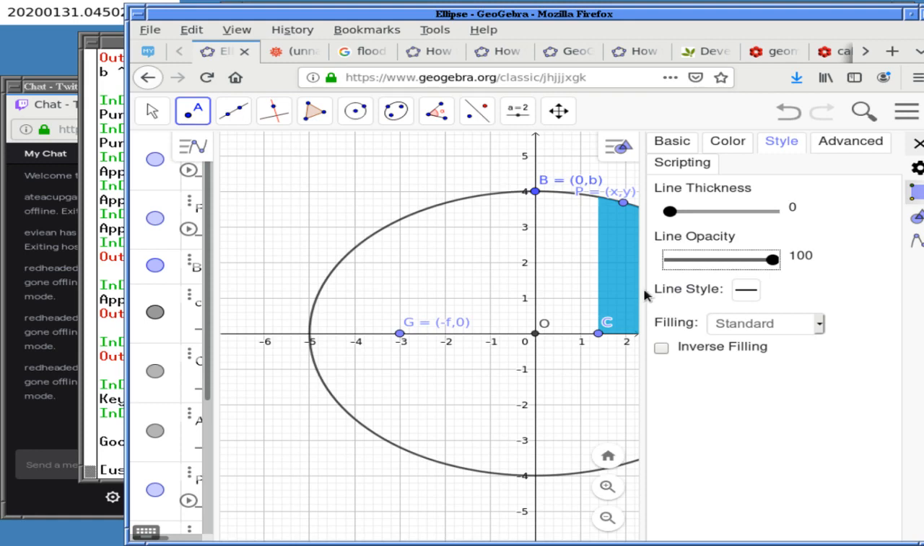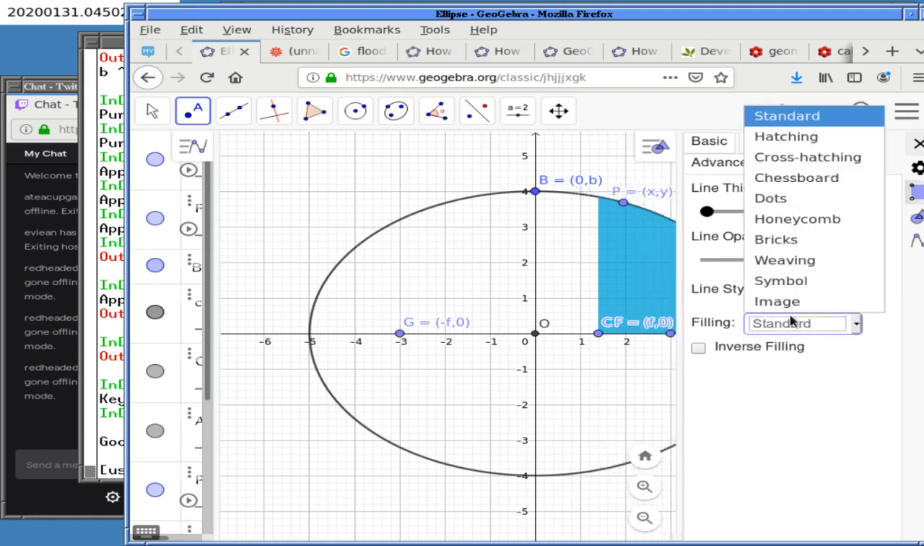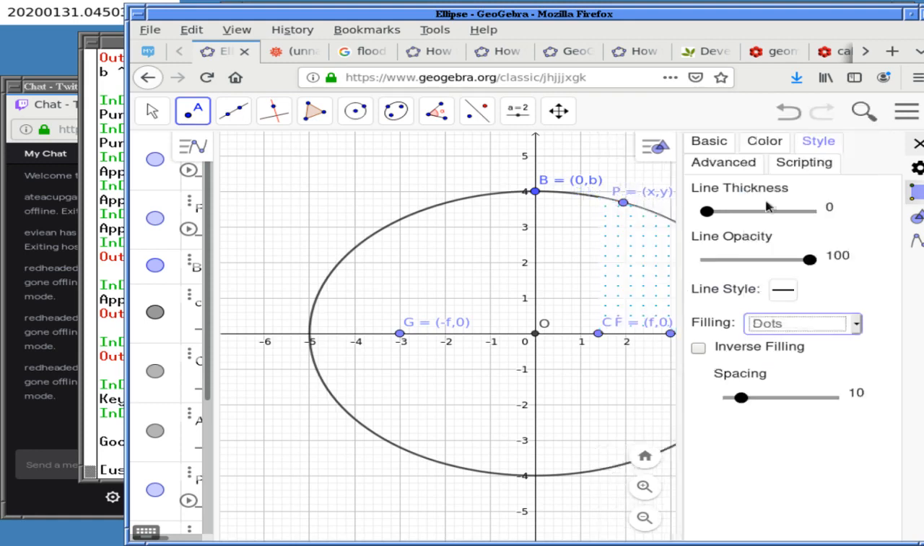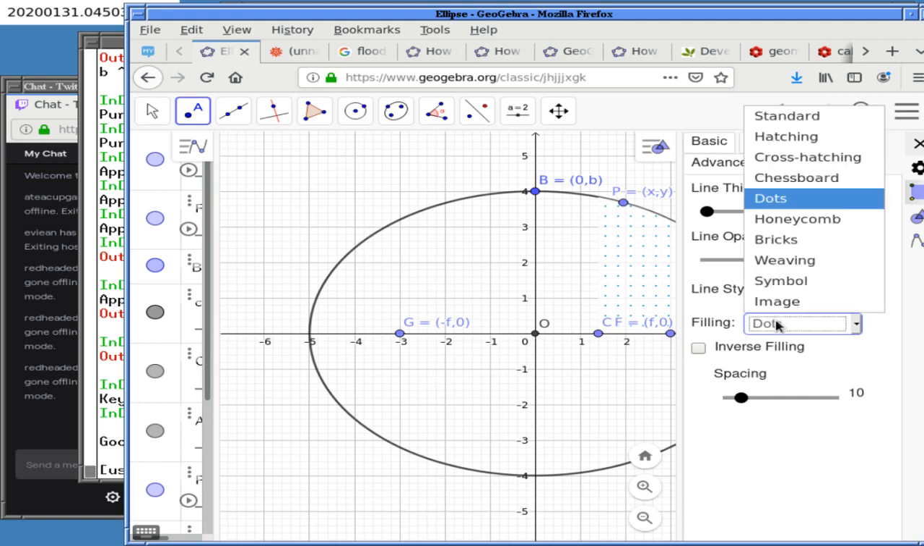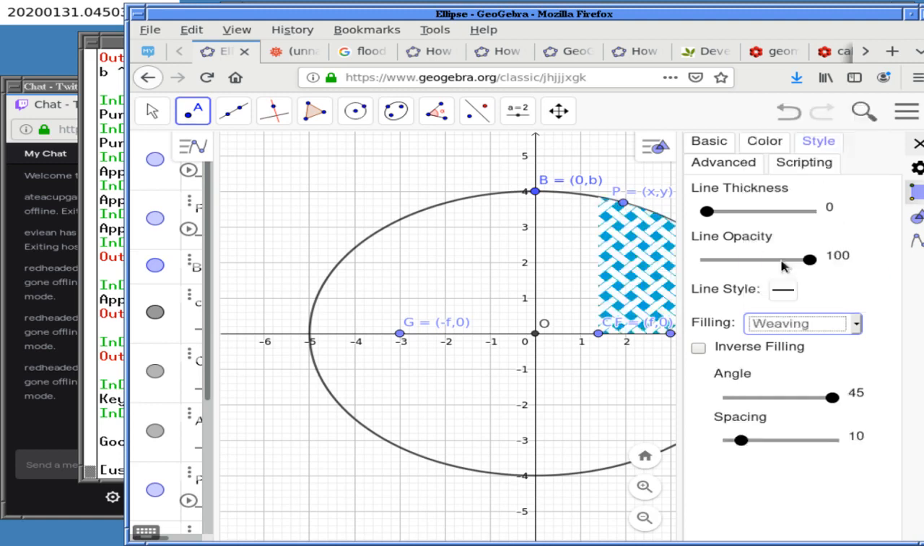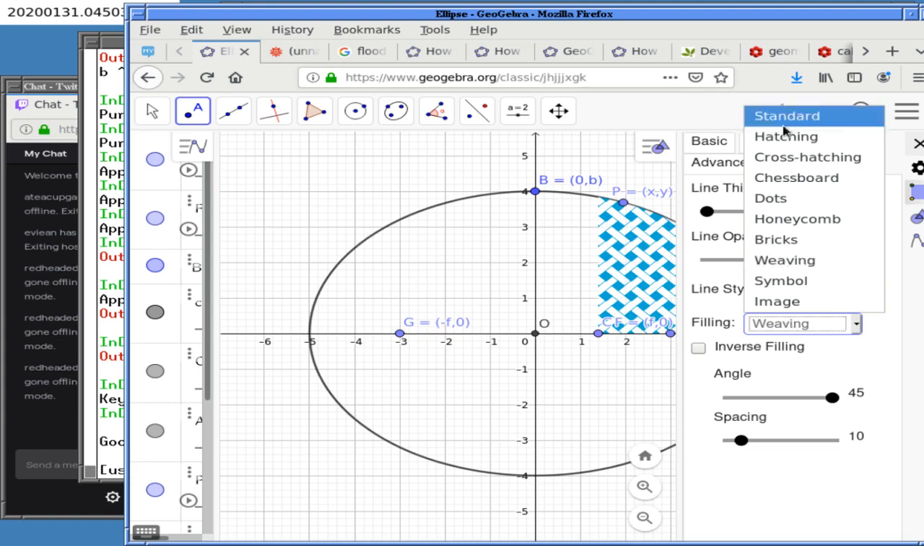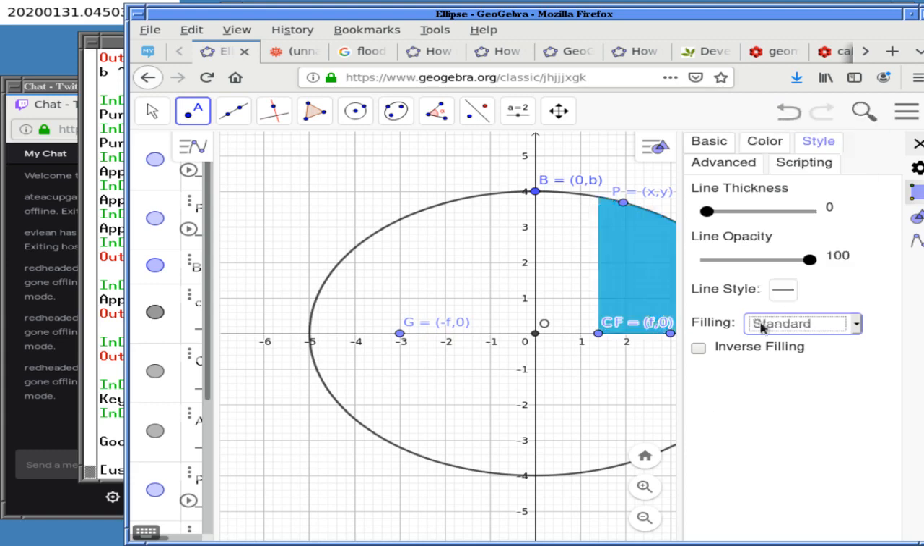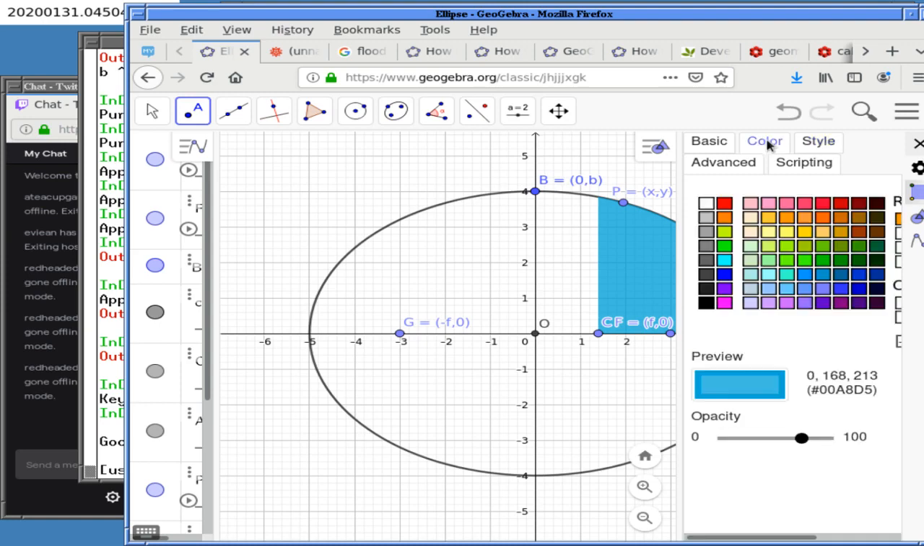Okay, so line style, filling, standard, dots, no. Probably we're going to have to go with weaving. Oh, God. Standard, inverse filling, no. Line, doesn't matter because we actually have no lines at all being displayed. Color. An opacity of the color can be, like, way down here. Too little. Okay, and we want to make it, like, red. I don't know why. I just like red. Pink. So I kind of like that.